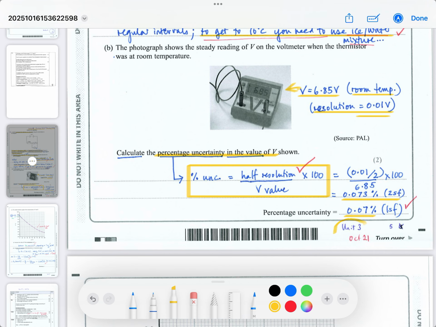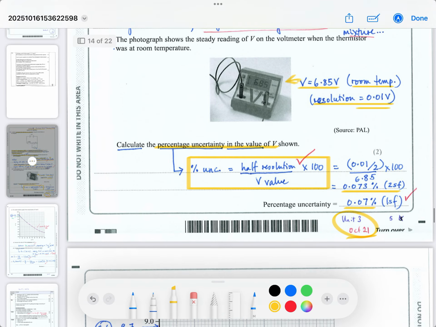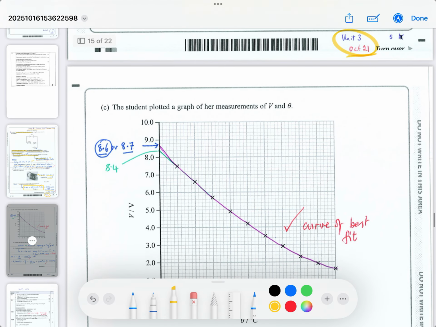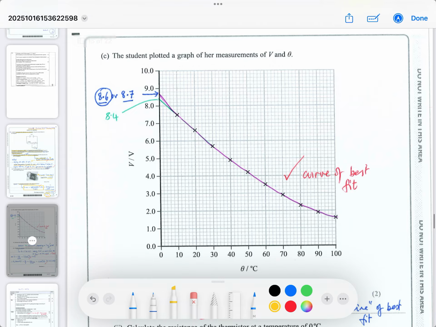Okay, and this is taken from a practical exam question, which in IAL is called Unit 3, and it's not from January 21, it's from October 21, if you want to find the exact paper. So that's how you do percentage uncertainty if you only have one value. The student then plotted the data points shown on this graph, for measurements of voltage and temperature.